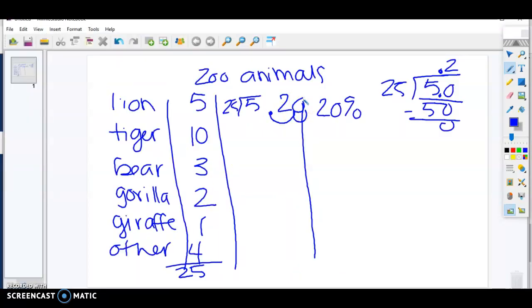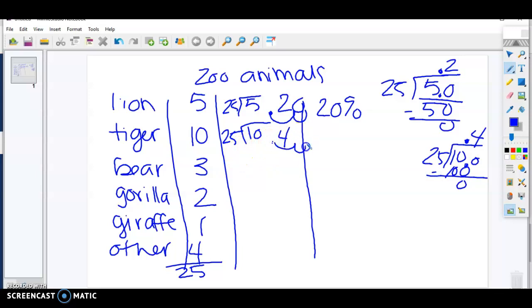So tigers, we had 10. So I'm going to do 10 divided by 25. You don't need to show me this necessarily, but you should have done it on paper, right? 25 cannot go into 10, so I'm going to add my decimal and my 0. 25 can go into 100 4 times. So my answer is 0.4. And then I move that decimal place 2 over, and my percent is 40%.